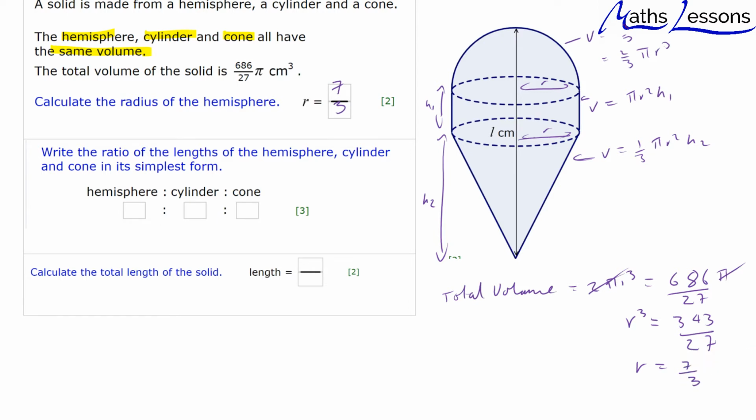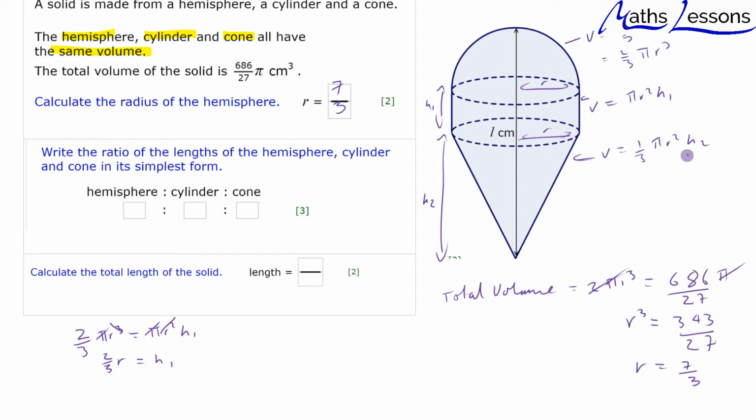Okay, so what we do know is that r equals 7/3. But we also know the volume up here, 2/3 pi r cubed, must equal this volume, must equal this volume. So we know that 2/3 pi r cubed must equal pi r squared h1. So we can cancel out a cube with the r squared, we can cancel out the pi's. So that leaves me that 2/3 of r will equal h1.